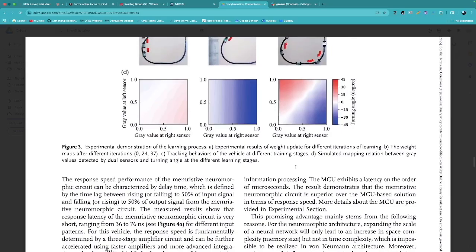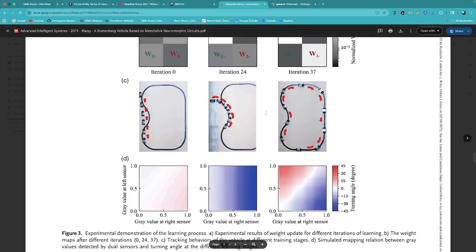And so then this is just the gray value at the left sensor, gray value at the right sensor. So the differential learning between left and right. And you see that there's this difference over time where in iteration 0, it's basically random. Iteration 24, it's kind of figuring out a gradient. And then in iteration 37, there's this sharper gradient, which allows it to do this sort of behavior.